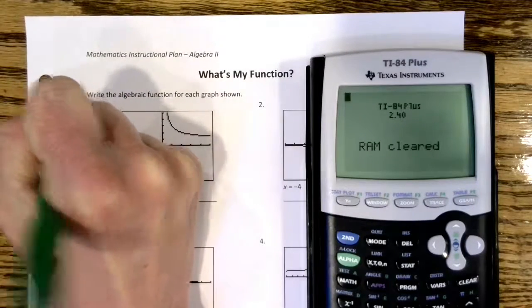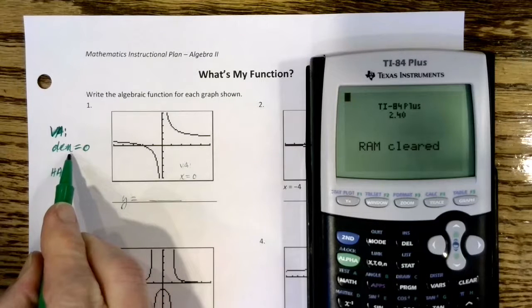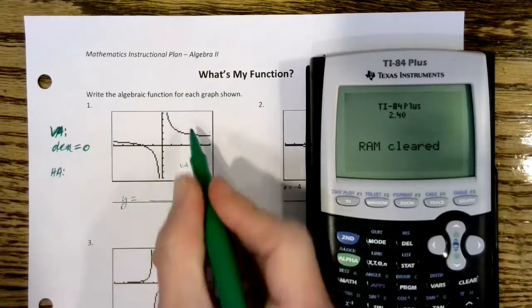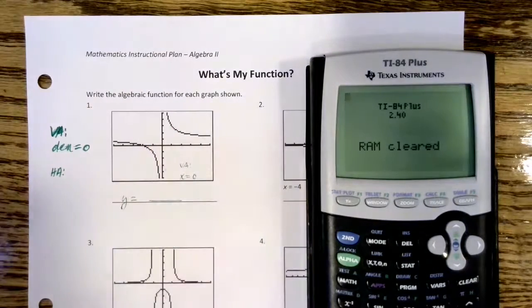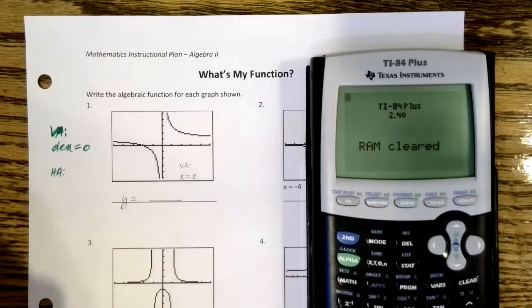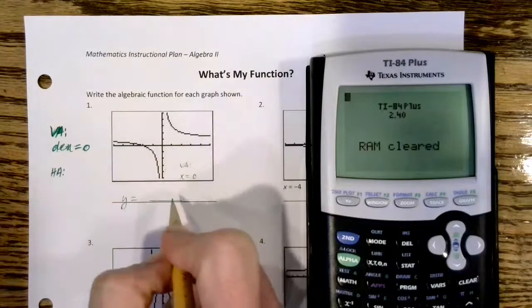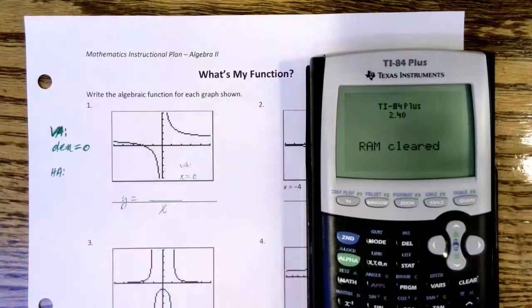All right, as a review, your vertical asymptote is when your denominator is equal to 0. I see a vertical asymptote of x is equal to 0, and I am going to be using a pencil while I think my way through this. So if I have a vertical asymptote at x is equal to 0, that means that's going to be the denominator of my rational function.